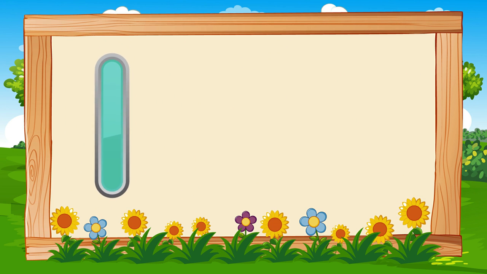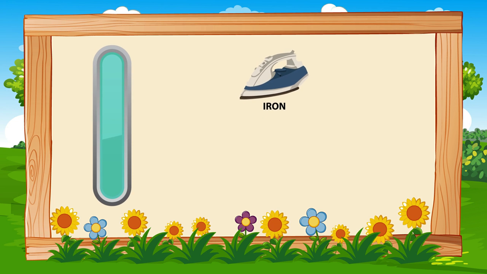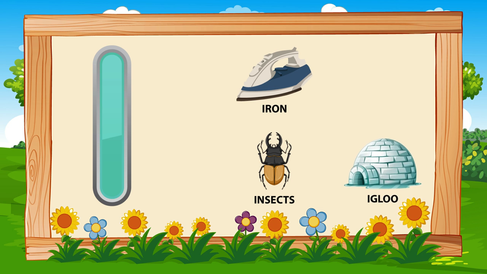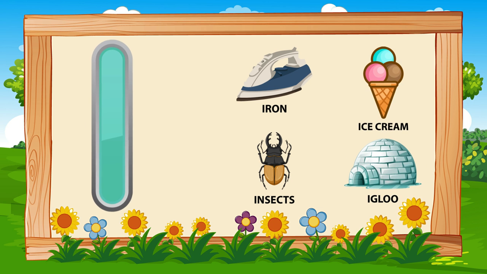I is for iron, insects, igloo, ice cream.